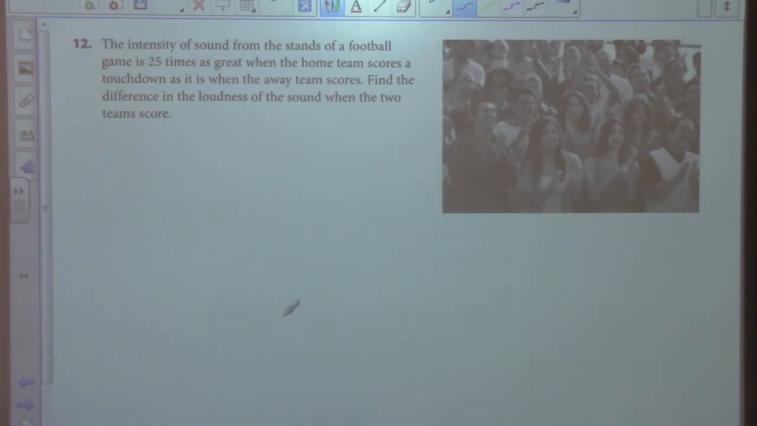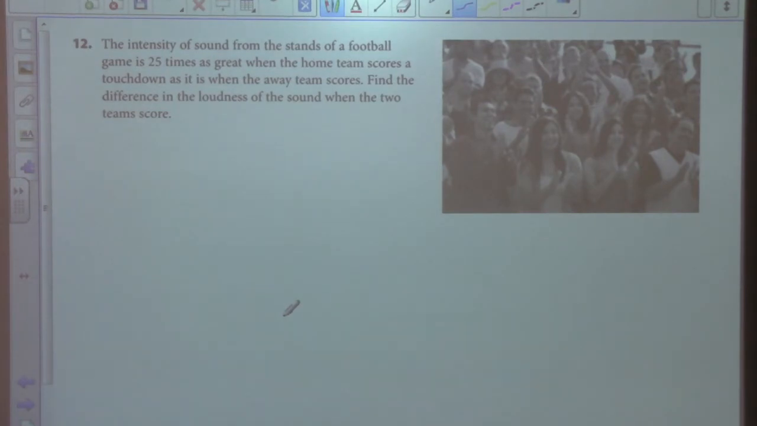The intensity of sound from the stands of a football game is 25 times as great when the home team scores a touchdown as when the away team scores. Find the difference in the loudness of the sound when the two teams score. I looked at this problem, and to me, this is not that easy a problem. It's not like the SAT problem today that was easy. This is a tougher problem.